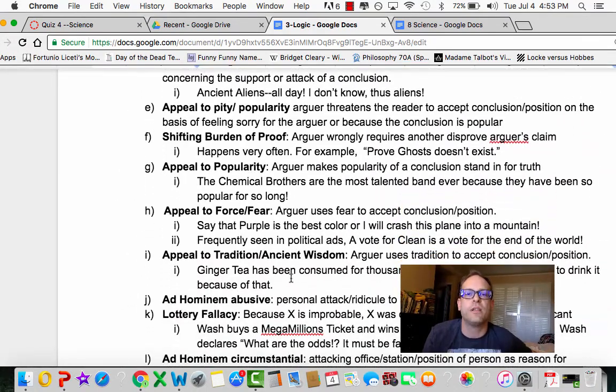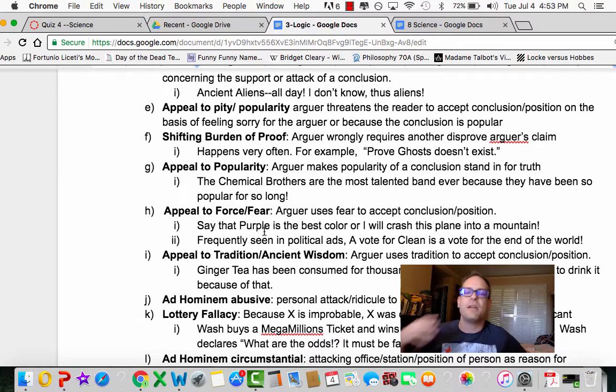Okay, appeal to force or an appeal to fear. This is getting someone to accept an argument on the basis of fear or force. Great examples here. Say that purple's the best color ever, or I'm going to smash this plane into a mountain. Okay, well, is this the way to get someone to be convinced that purple is the best color? You might have other ways of convincing them. You might explain that purple was originally the color of royalty, and it was a big secret for many, many years how to make purple dye. Whatever your argument's going to be, you should not accept a conclusion based on your fear.